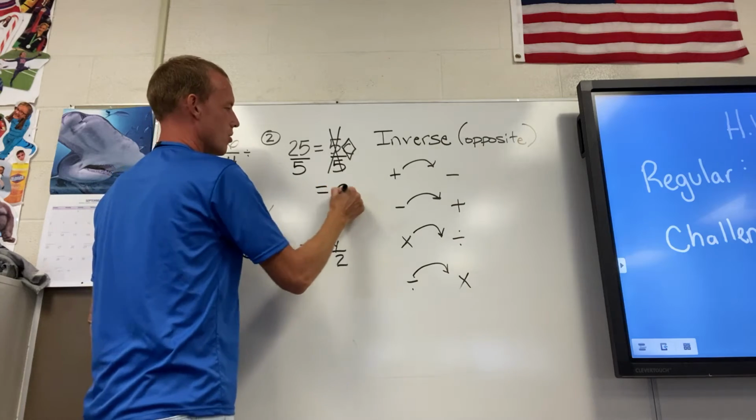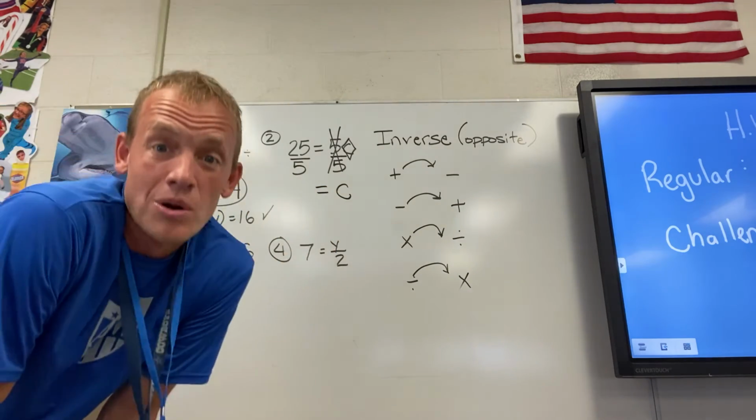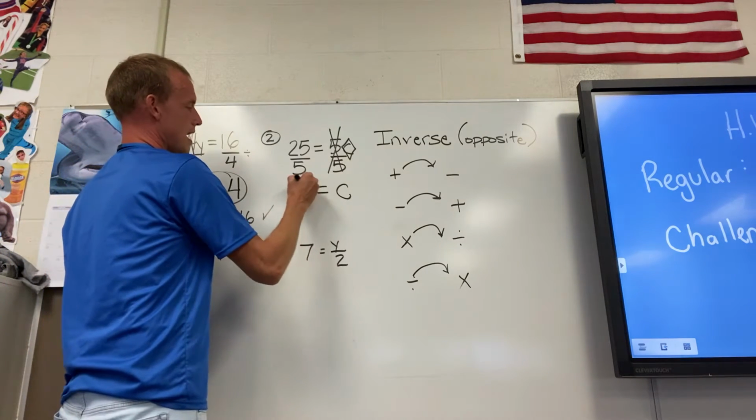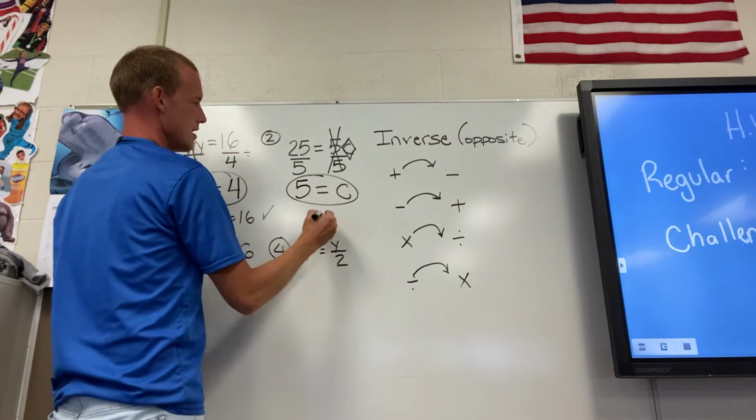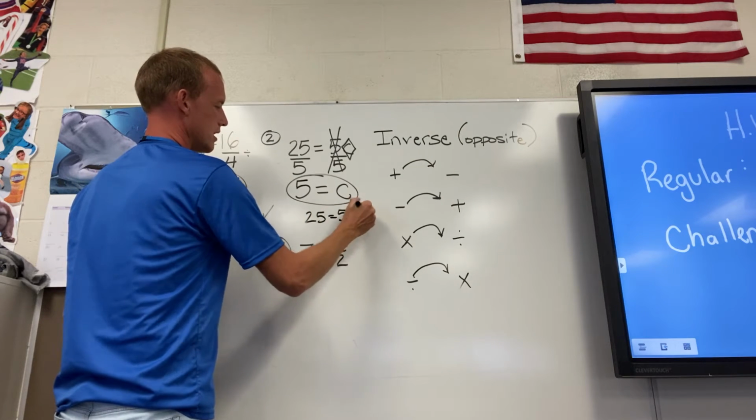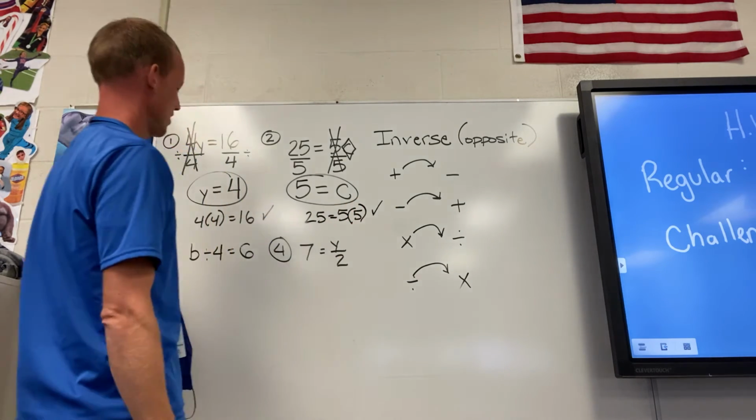That got C alone. Why do we want C alone? So that we can get the answer. What is 25 divided by 5? It is 5. If I want to do my check step here, what you need to do, it works. 5 times 5 is 25.